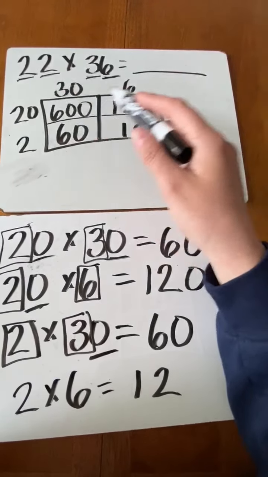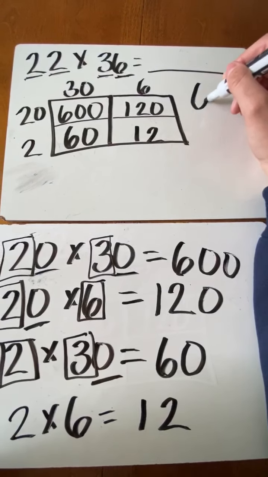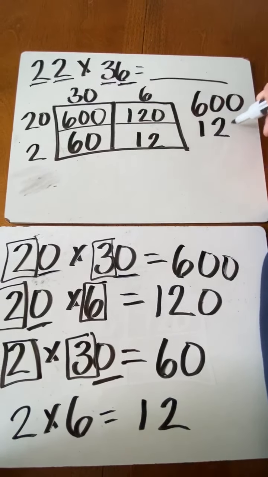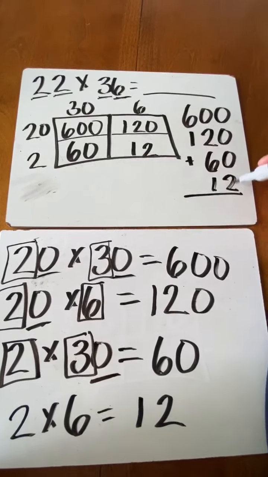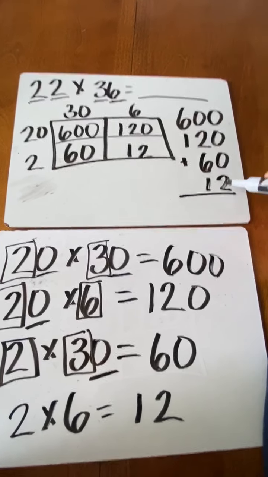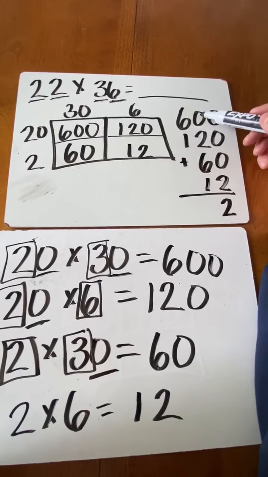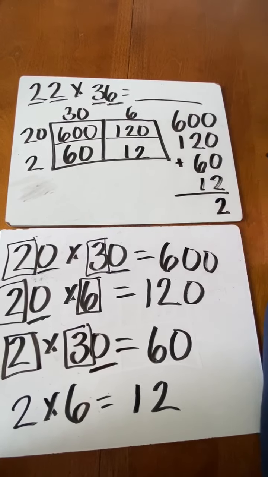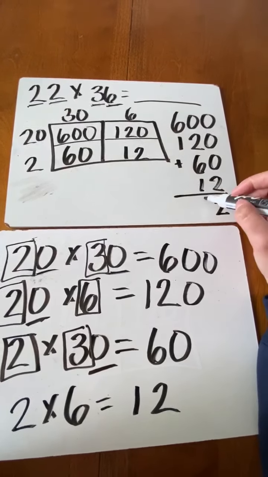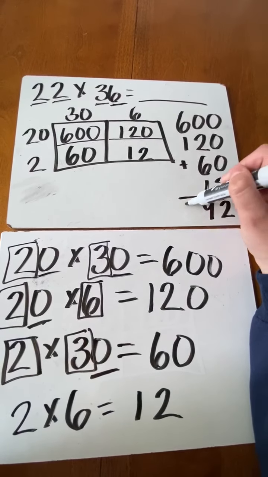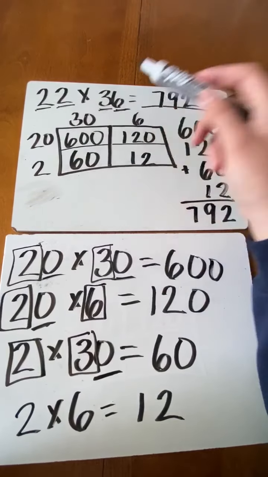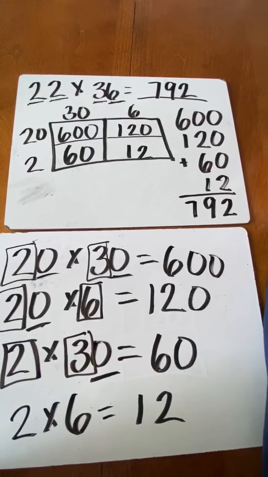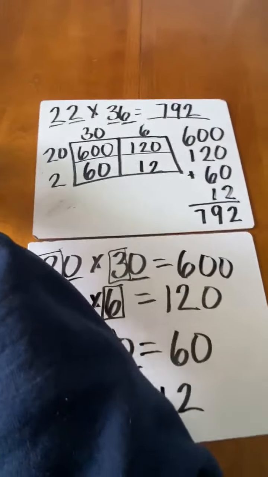Now what I need to do is add them all up to find my total. So I'm going to add them all up on the side here, keeping all the place values lined up when I add. And I'm starting from the right. So 0 plus 0 plus 0 plus 2 is 2. Then I have 0 plus 2 plus 6 plus 1. So I have 6, 7, 8, 9. And then 6 plus 1 is 7. So my answer to 22 times 36 is 792. Let me erase my board and we'll do another one together.